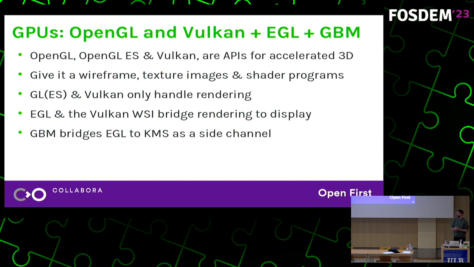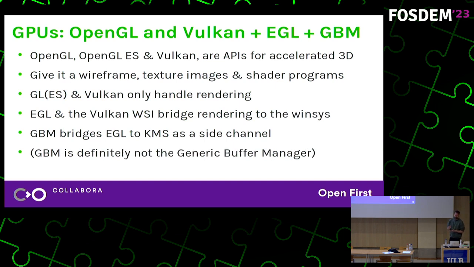Mutter uses GL to render, and it uses EGL plus GBM to be able to pull images out to kernel mode setting. And GBM is a really, really strange and idiosyncratic bridge. Some people will tell you that GBM stands for the generic buffer manager. That's definitely not true.